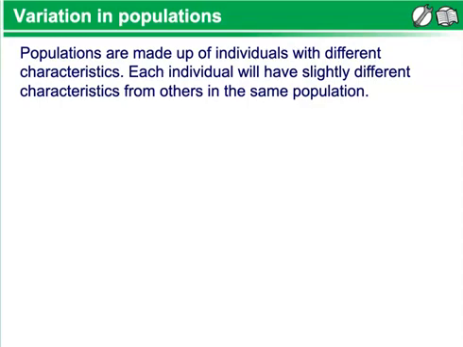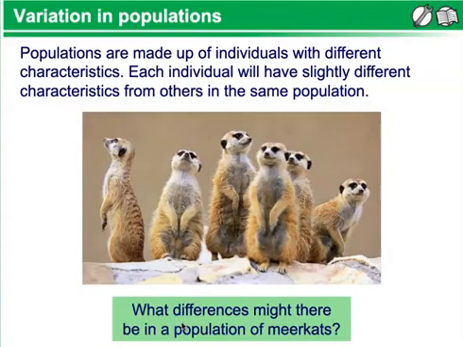Variation in populations. Populations are made up of individuals with different characteristics. Each individual will have slightly different characteristics from others in the same population. So what differences might there be in this population of meerkats? The question is intended to get you considering characteristics that can vary within this population.